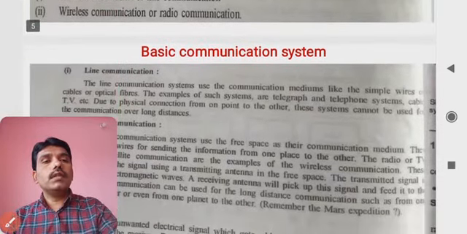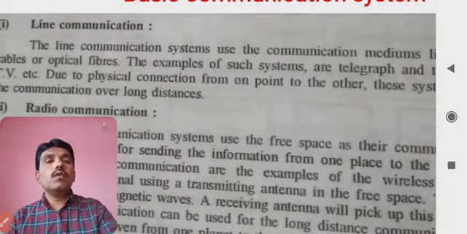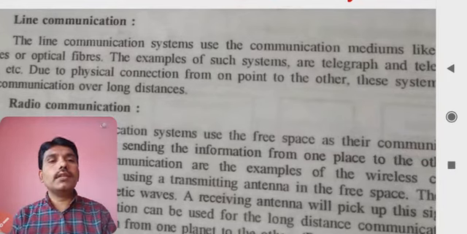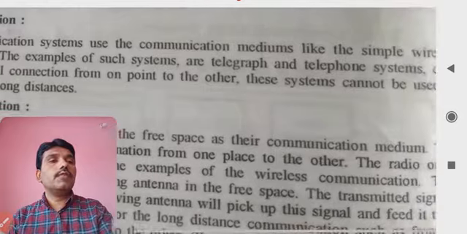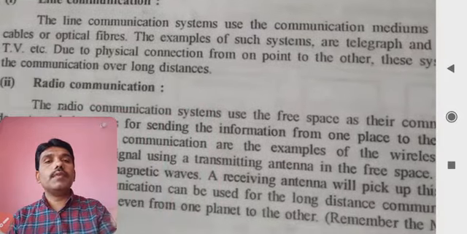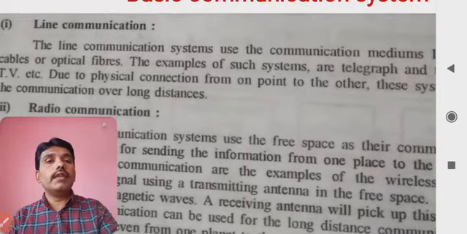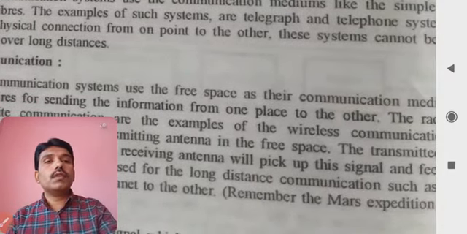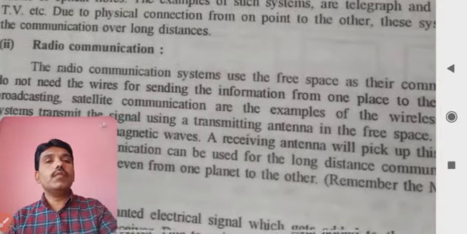Basically, line transmission or line communication contains electrical wires, cables, or optical fibers, through which data in the form of light, like a laser, can be transferred. Telegraph and telephone systems and TV cables can also be used for this line communication. But due to physical connections from one point to another, these systems cannot be used for very long distances, because line communication has certain limitations.